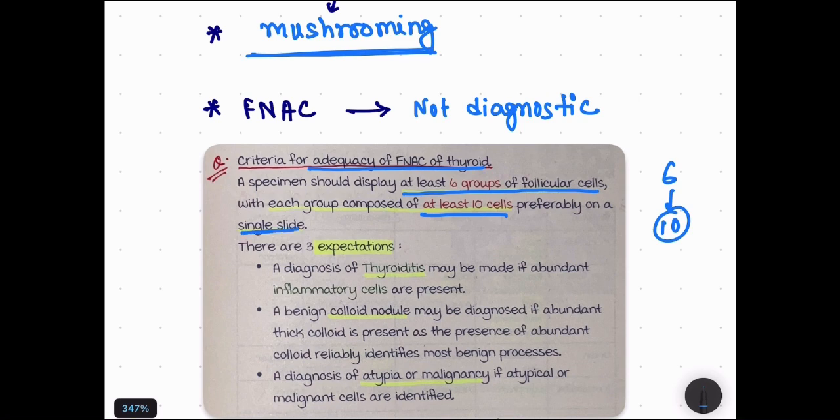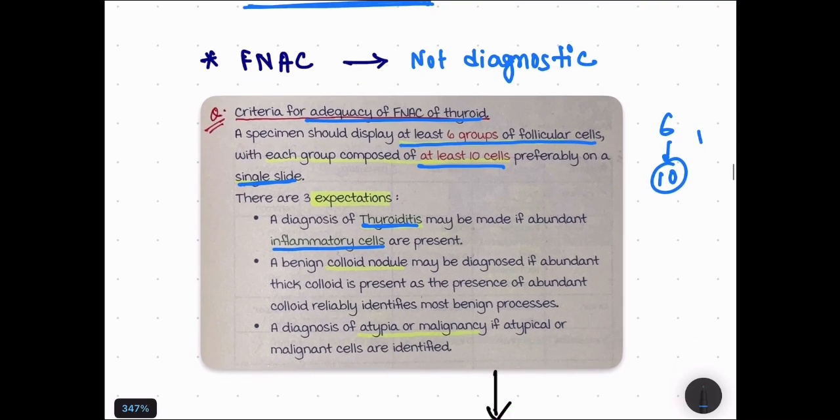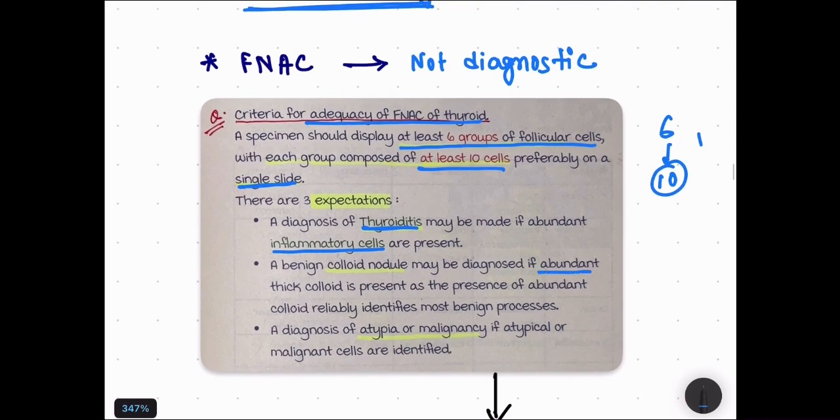But there are certain exceptions where this 6-10 rule must not be followed, like thyroiditis, where just the presence of abundant inflammatory cells makes a diagnosis of thyroiditis. Also, thick abundant colloid, if present, makes the diagnosis of benign colloid nodule. Also, if any number of atypical or malignant cells are present, it also makes a diagnosis of atypia or malignancy. There this 6/10 rule is not followed.